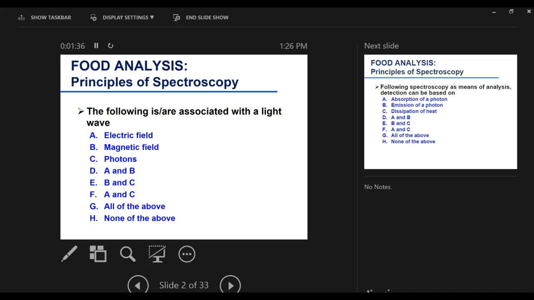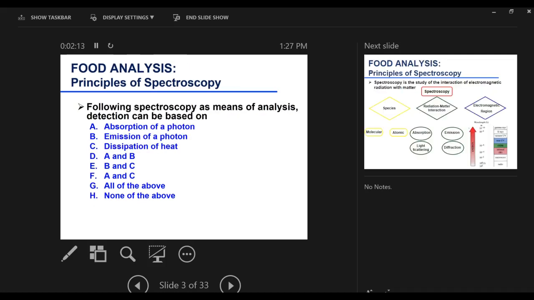So electric field and magnetic field are both associated with the wave. And photons of light are pockets of energy within the wave of light, or the electromagnetic wave. Light is an electromagnetic wave. So there is the electric field and the magnetic field, and the photons are particulate or pockets of energy within that wave of light. So yes, all of them are associated with the light wave.